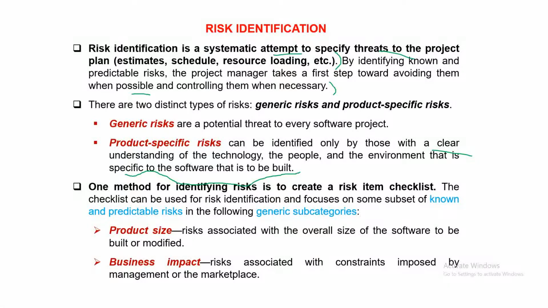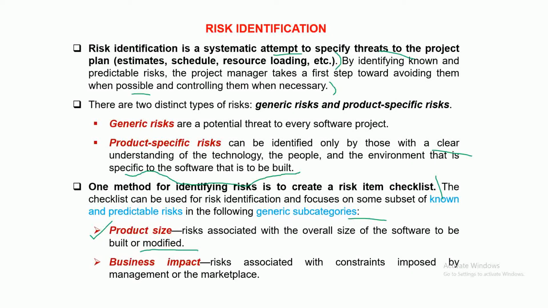Now, one method for identifying risk is to create a risk item checklist. The checklist can be used for risk identification and focuses on some subset of known and predictable risks in the following general subcategories. One of the methods suggested here is to look at product size: the risk associated with the overall size of the software to be built or modified. Need to focus on the product size.